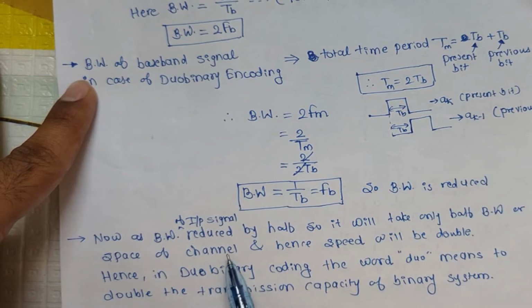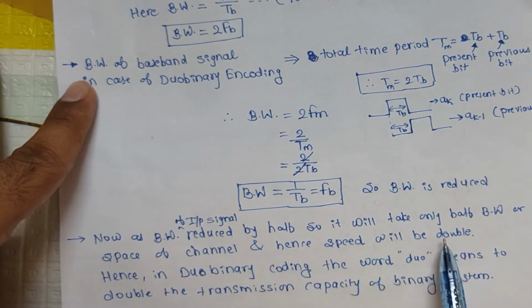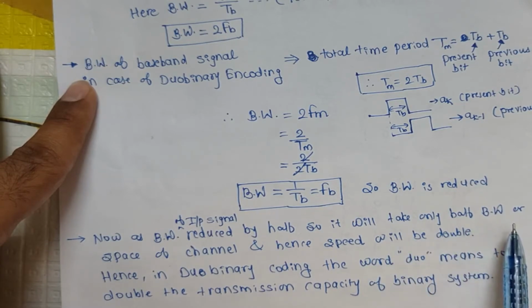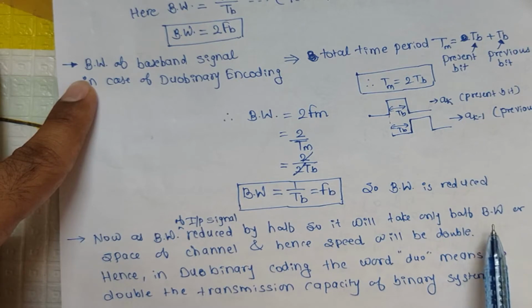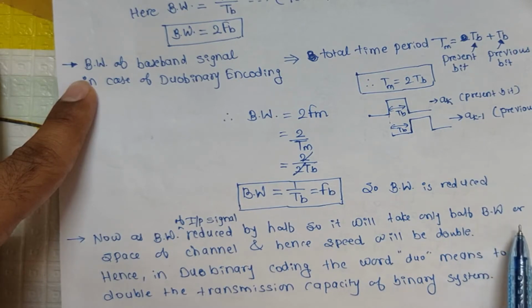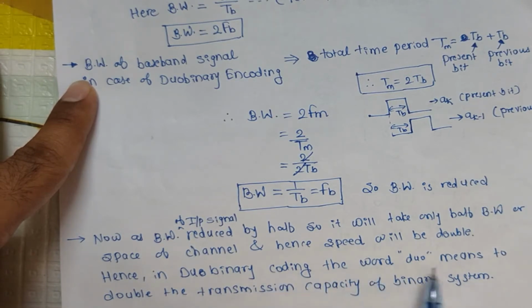Obviously, if the bandwidth of the input signal is reduced by half, it will take only half of the space in the channel, and hence the speed will be double. It means we can transmit the input data with a much higher data rate, or much more speed. Why? Because we have much more space available in the channel. Hence, in duobinary coding, the word duo means to double the transmission capacity of the binary system. So duo means the transmission capacity of the binary system is doubled. That's why the name.